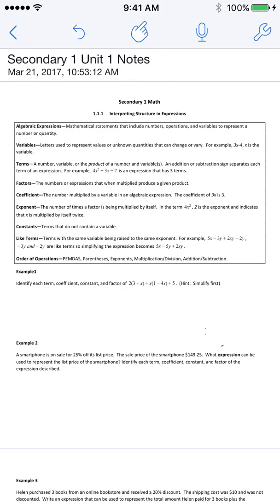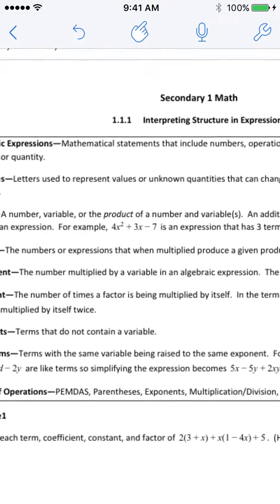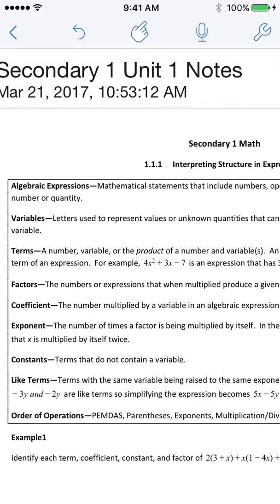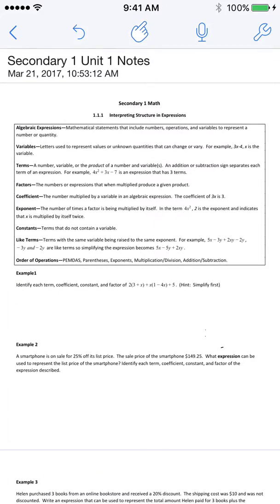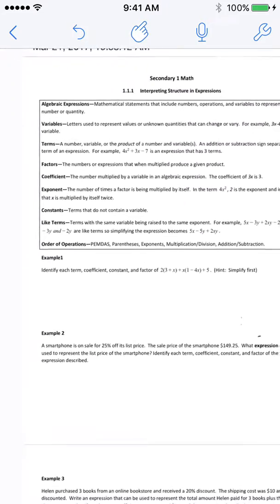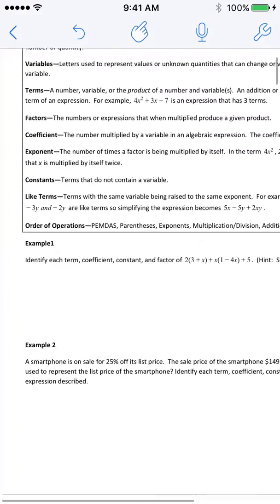Okay, it's important to note that I am not allowed to flip the screen when I do this. Good to know. But this is the second test of the Notability app via video. You see here we have the Secondary 1, Unit 1 notes. So we can start with some notes. Here's some vocab.